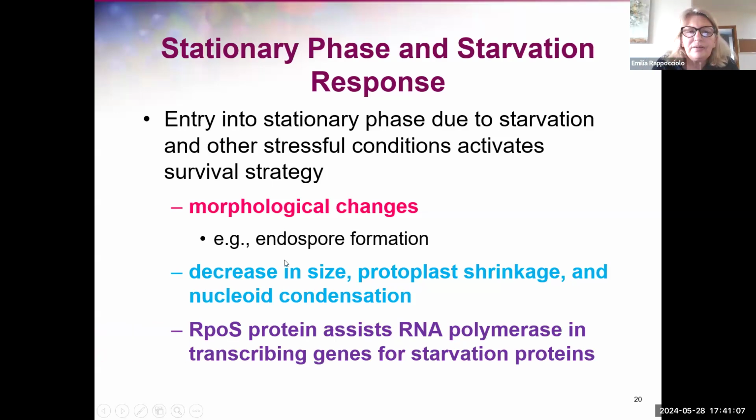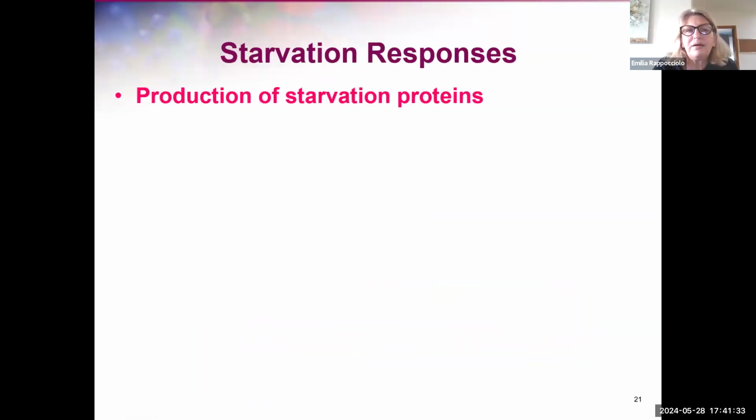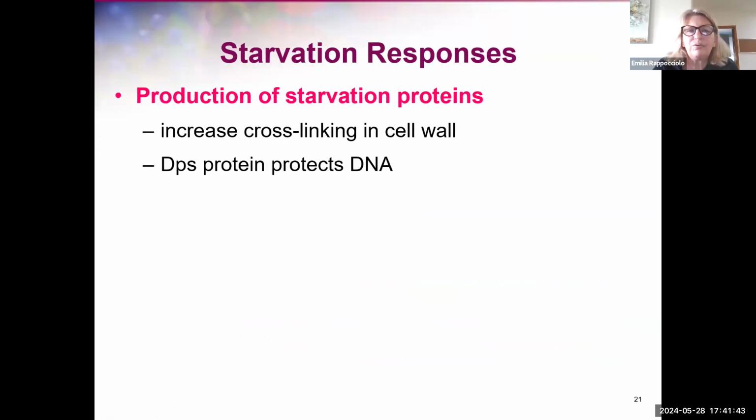There is a type of protein that are stress proteins. These are called RpoS proteins, which guide RNA polymerase into selecting more genes which are coding for what are called starvation proteins. And starvation proteins are proteins that make the cell wall a little bit harder, so they increase cross-linking in the cell wall.